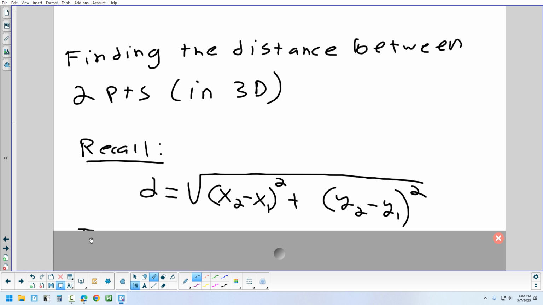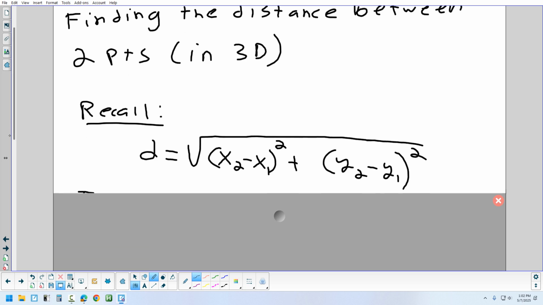Technically, that formula is not a vector formula. It's the only formula today we're going to look at that is just about a point and finding how far apart they are. D stands for distance.